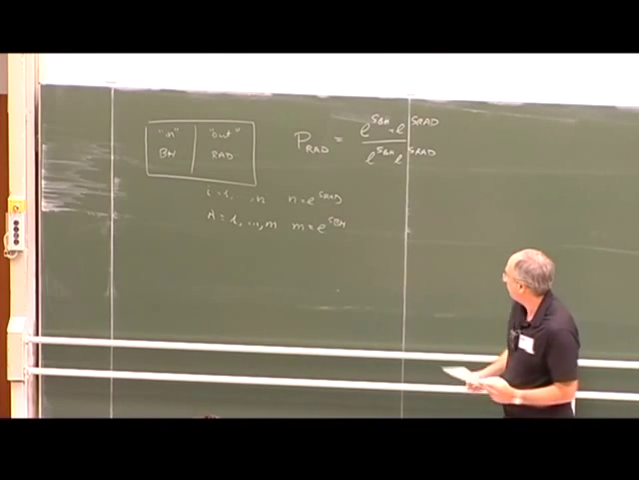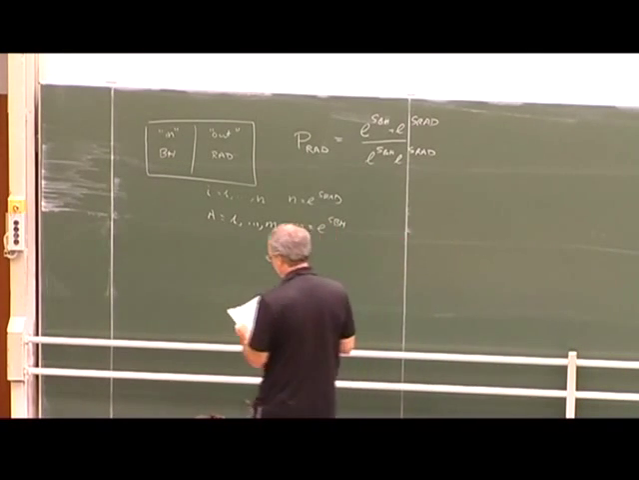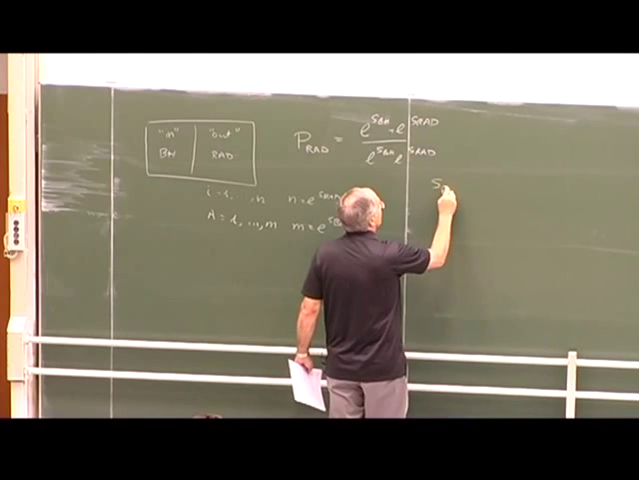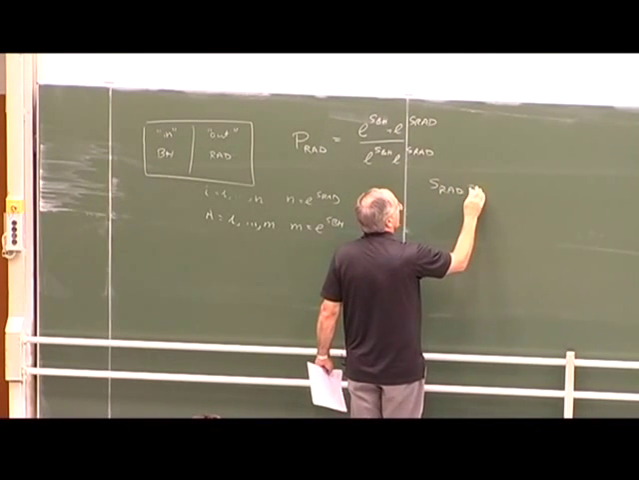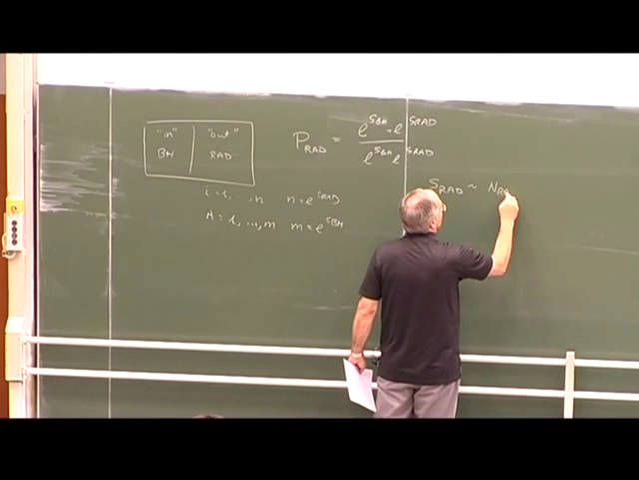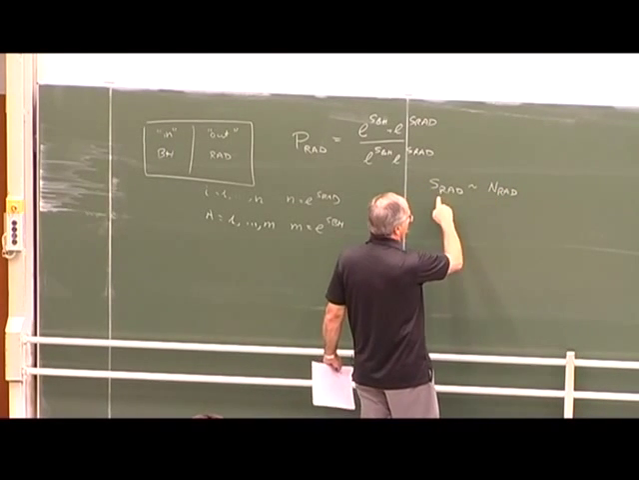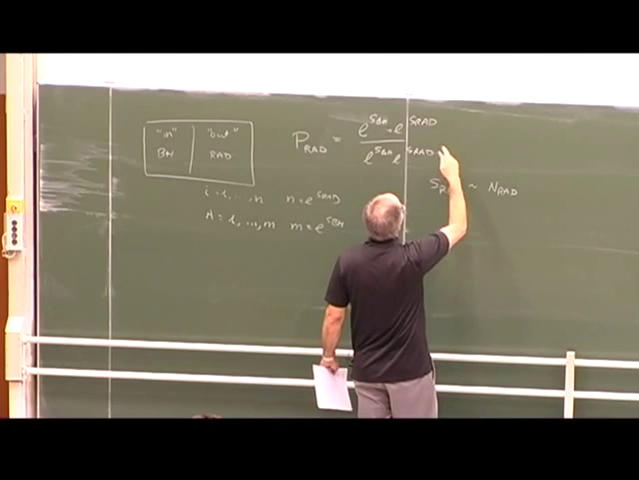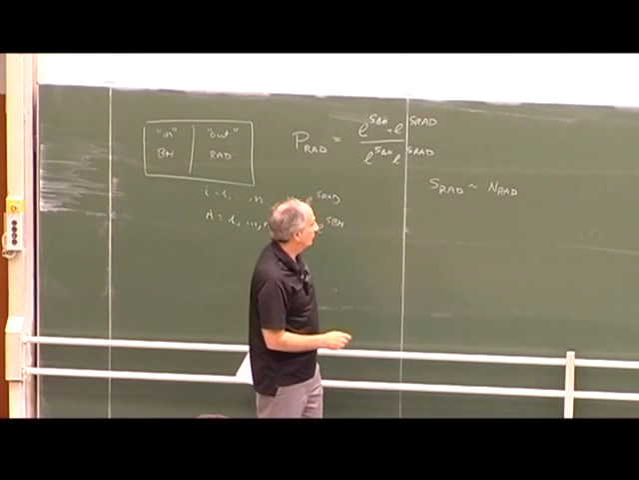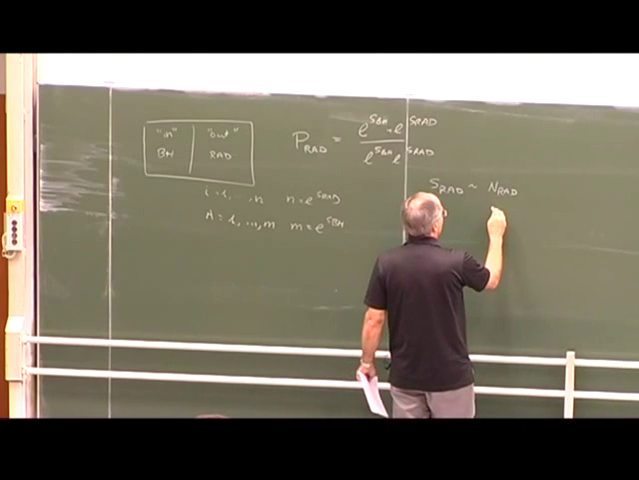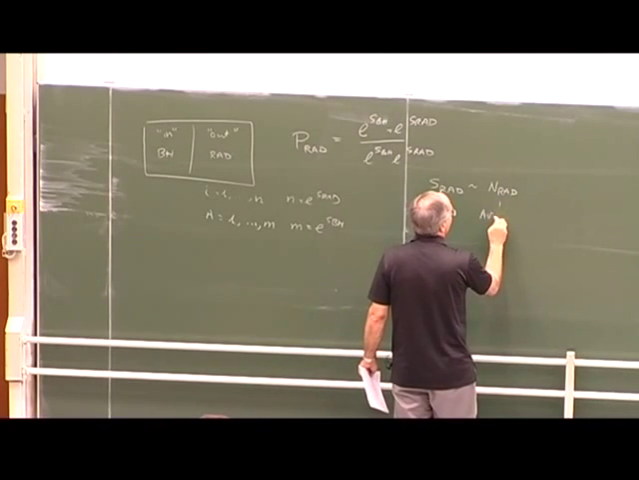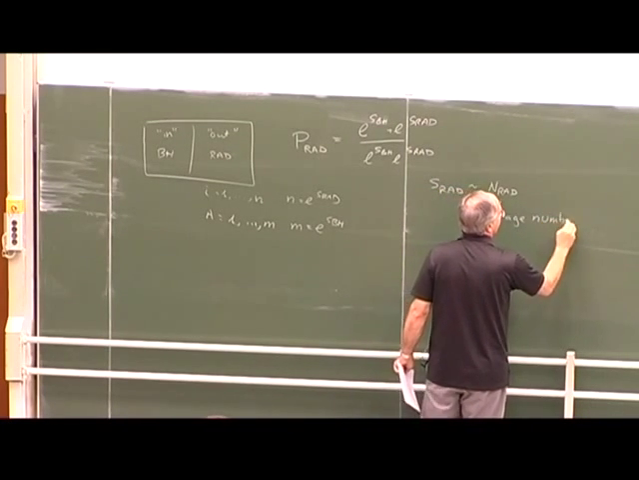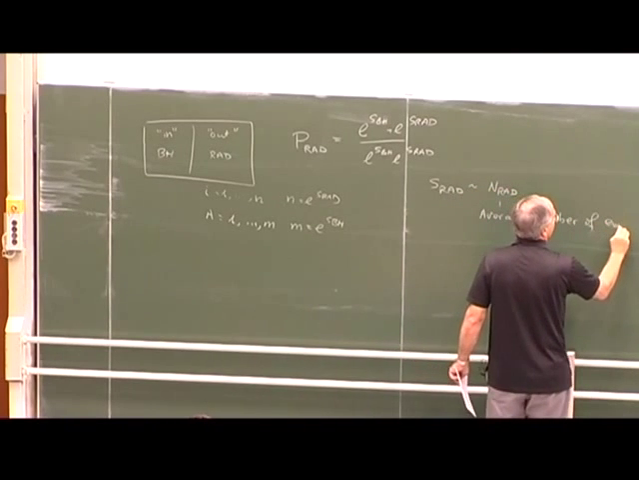And in this case, so we know that the entropy of the radiation, or the logarithm of the size of the Hilbert space of the radiation, goes like n_rad, where this is the average number of emitted particles.